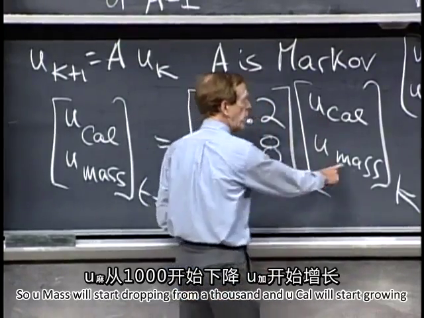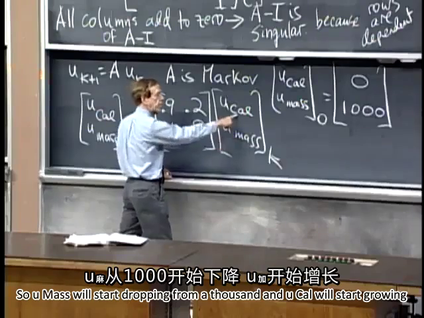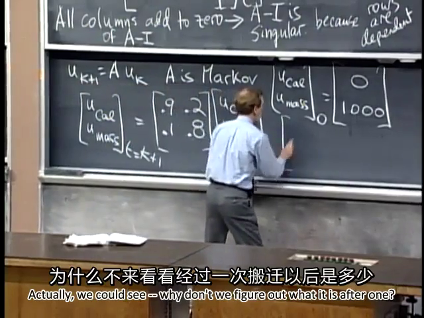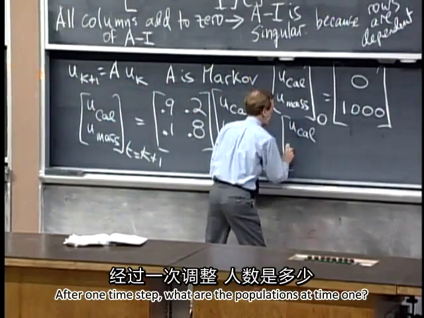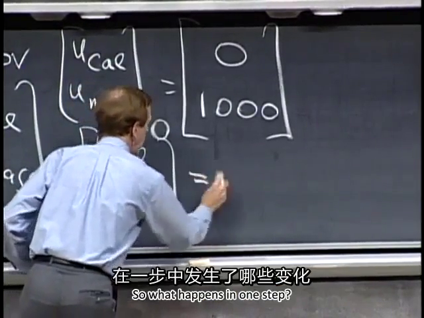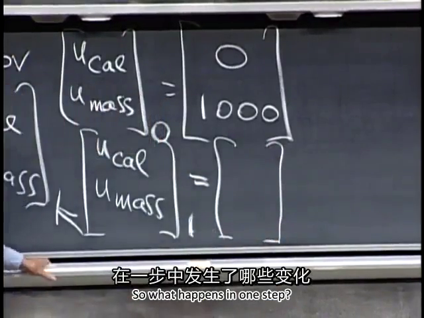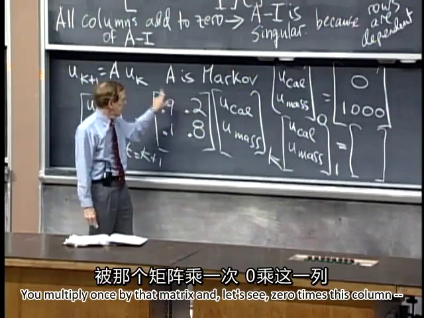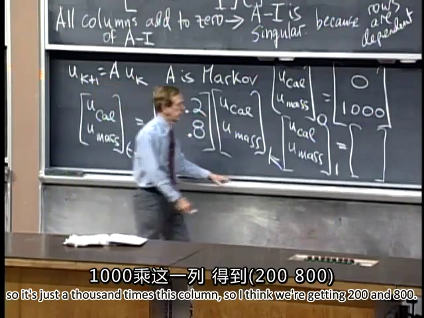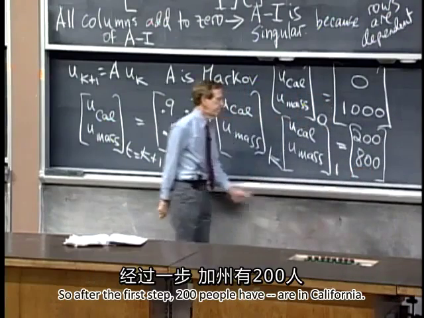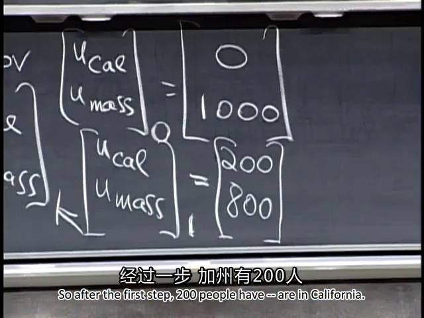But U Mass will start dropping from 1,000. U Cal will start growing. Actually, why don't we figure out what it is after 1? After 1 time step, what are the populations? At time 1. So what happens in 1 step? You multiply once by that matrix. And let's see. 0 times this column, so it's just 1,000 times this column. So I think we're getting 200 and 800. So after the first step, 200 people are in California.